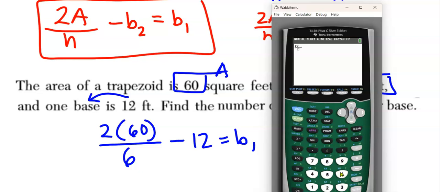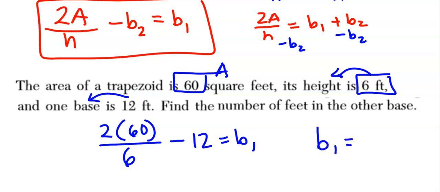2 times the quantity of 60. Now, even though I know pretty quickly mentally what this is going to be here, 120 divided by 6, I just like to type in the exact formula so I can double check. So that gives me a base 1 of 8. And this is complete and fully correct.